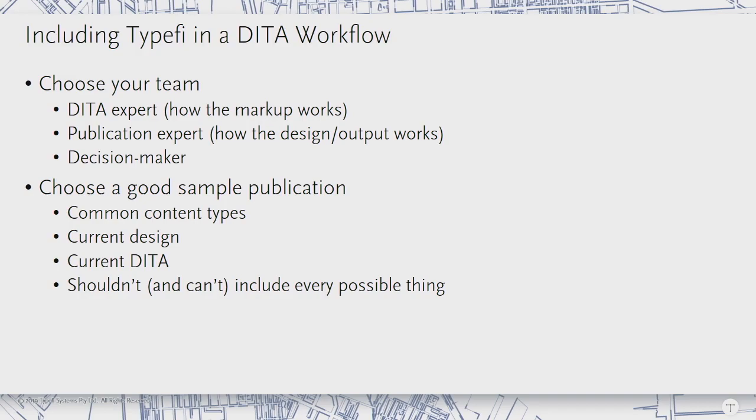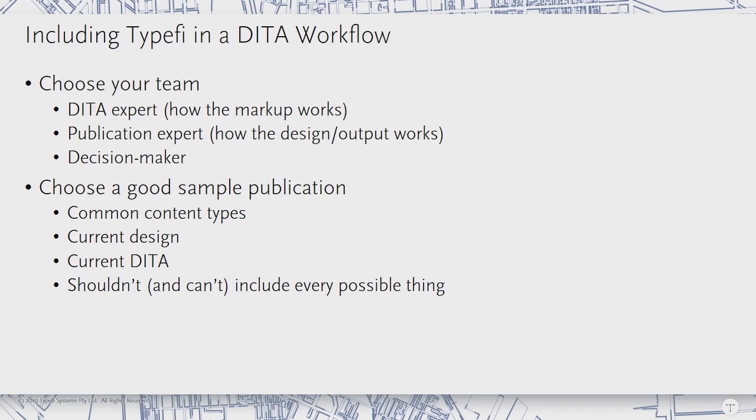So to start that process of how we take all this XML and turn it into the product that you're selling, we can't do everything at once. It has to be, like Peyton said, an iterative process. We're going to start with a good sample publication or publications. What are the common content types? You don't want to try to think of every possible thing you ever do and put that into one sample. Just what are the most common things that you do?